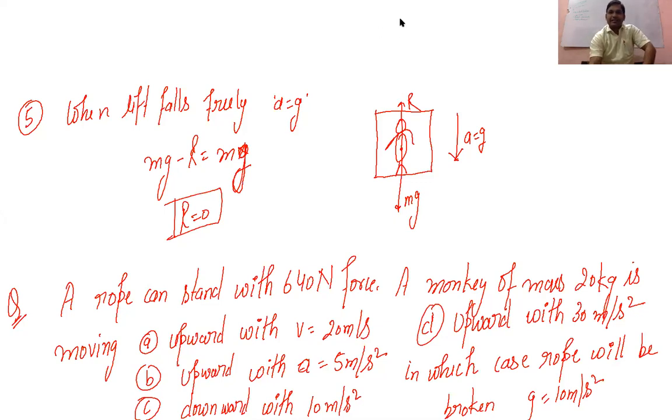तो we will see किस केस में रस्सी ब्रेक करेगी, and will also try to calculate the tension in each case. The case in which the tension will be greater than 640 न्यूटन, उस केस में रस्सी टूट जाएगी. और जिस केस में टेंशन will be lesser than 640 न्यूटन, उस केस में रस्सी ब्रेक नहीं करेगी.